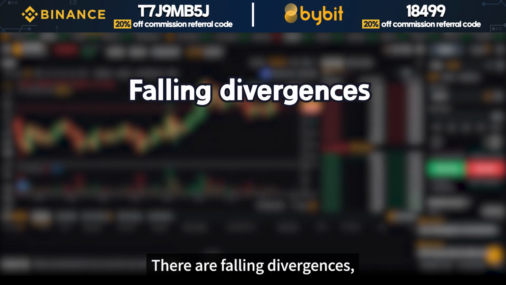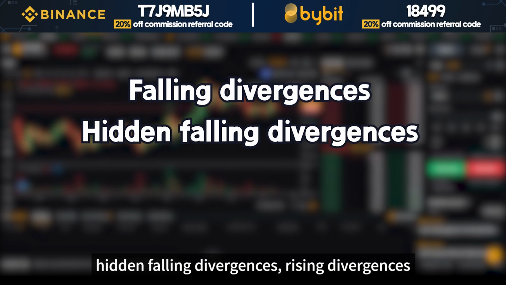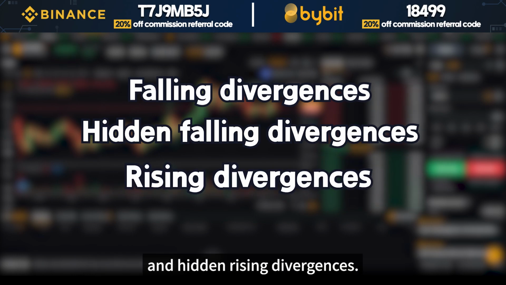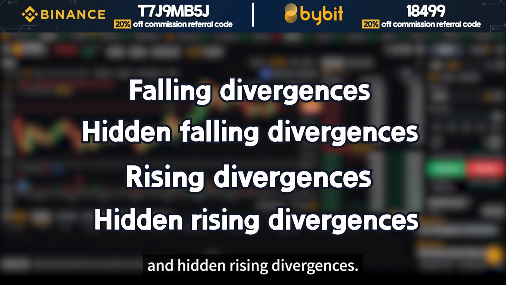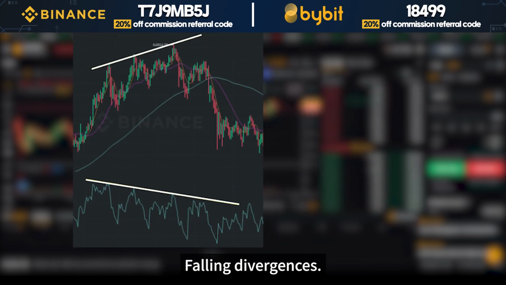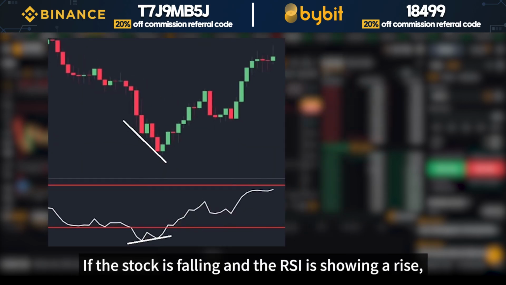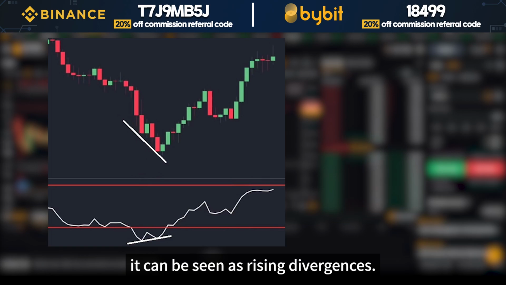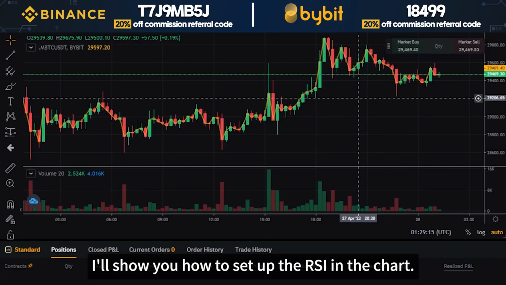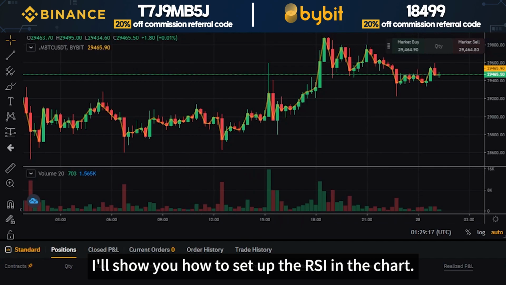There are falling divergences, hidden falling divergences, rising divergences, and hidden rising divergences. Falling divergence is when the stock price rises and the RSI falls. If the stock is falling and the RSI is showing a rise, it can be seen as rising divergence. I'll show you how to set up the RSI in the chart.